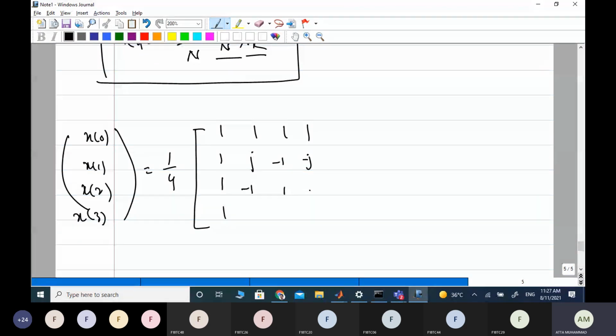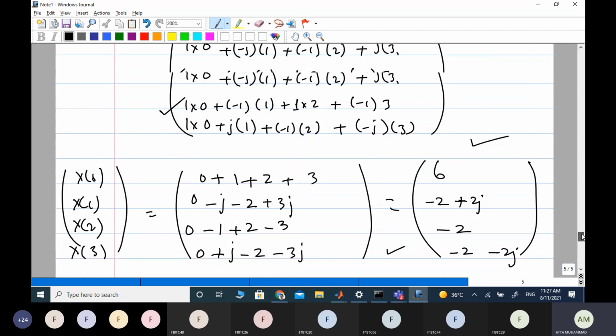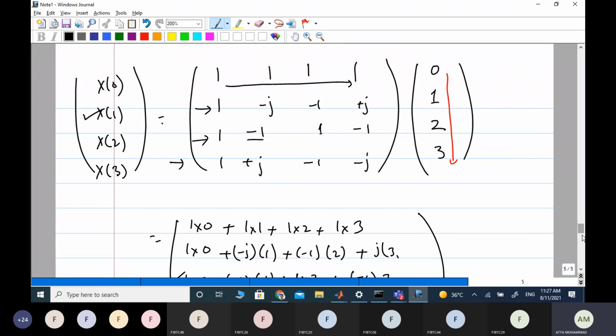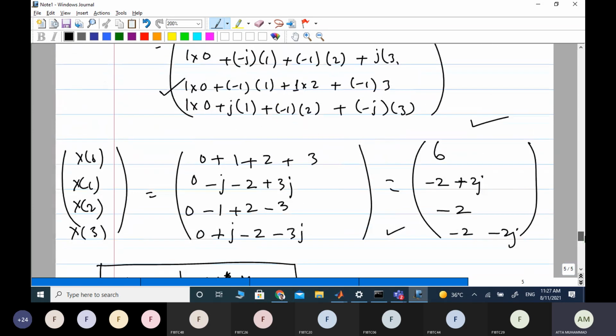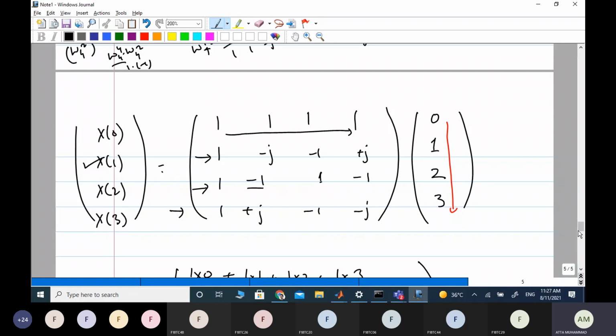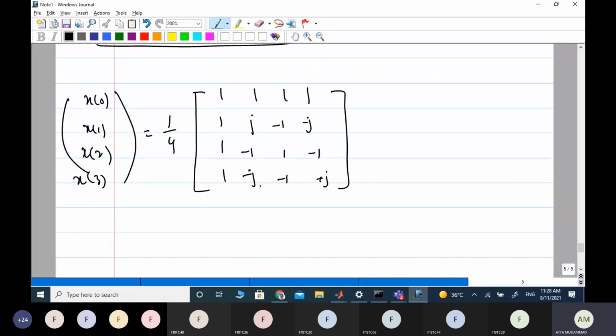So this becomes minus 1 1 minus 1, and I think this becomes minus j, but let us see. This is plus j, so this becomes minus j. This becomes minus j minus 1 and plus j. Let me see. Plus j minus 1 minus j. So minus j minus 1 plus j. Minus 1 minus j minus 1 plus j. Okay. And we have the signal 6, minus 2 plus 2j, minus 2, minus 2 minus 2j.